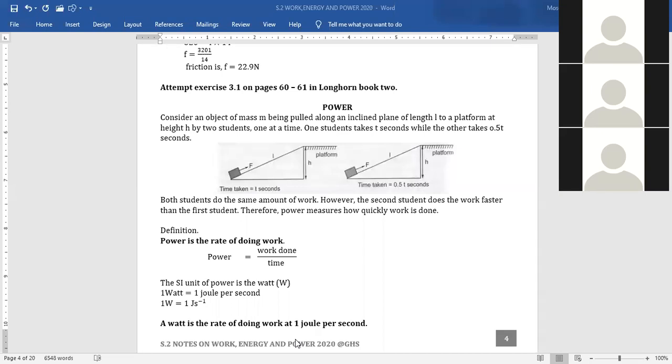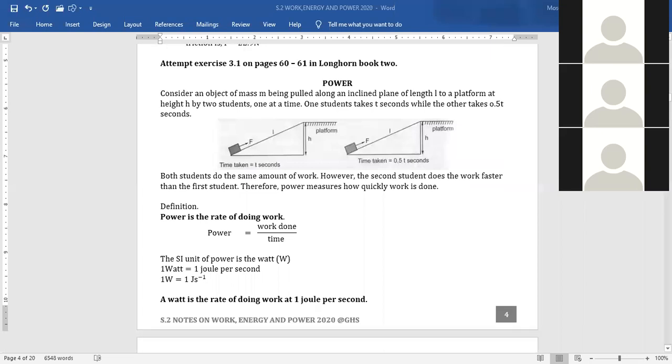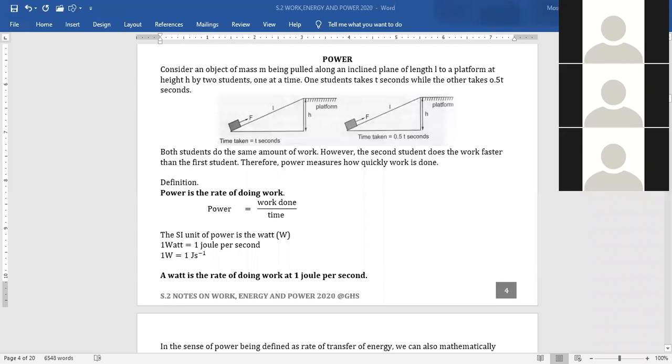Okay. So what we have said is the rate of doing work. Is that okay, girls? So we get power. We calculate power as the work done divided by the time taken. I hope that is clear from your notes.